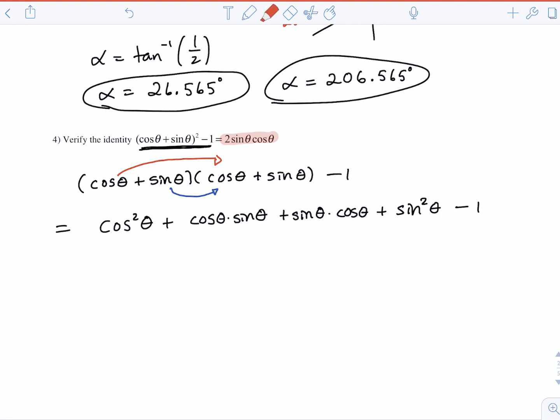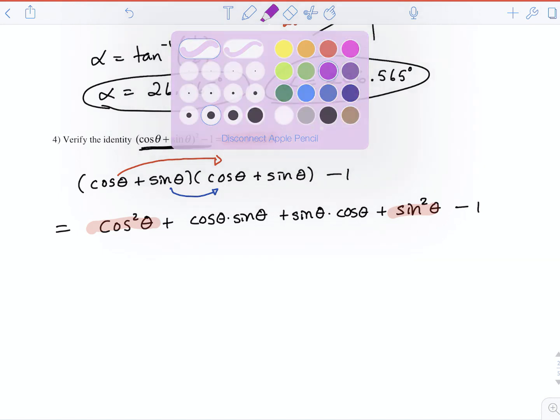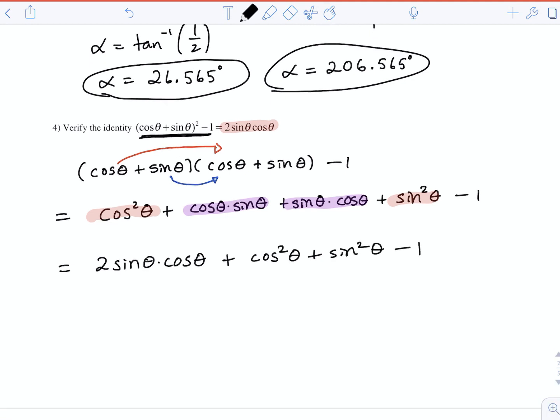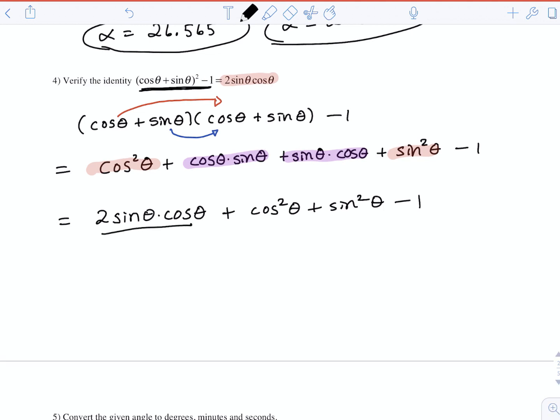Then what I'm going to do is I'm going to take this cosine squared and write it right next to this sine squared. And also, these are like terms, so you can combine them and say there are two purple ones. So in other words, there's two of them that are sine of theta times cosine of theta. And then I'll just move the cosine squared next to the plus sine squared, and then just recopy the minus 1. So this is definitely good news because that is what the answer said you're supposed to have.